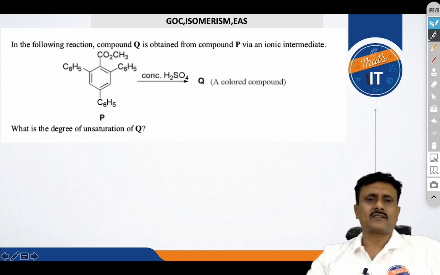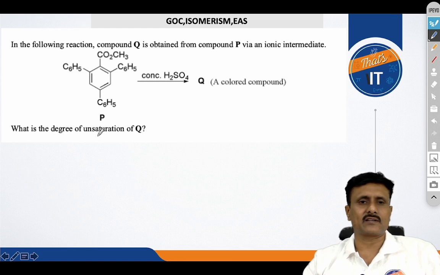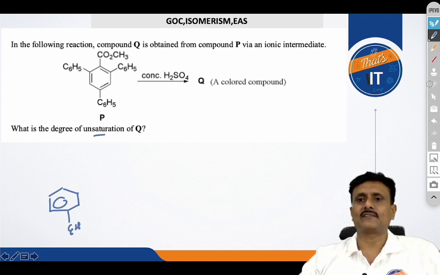This question is a beauty. I mean, this question is all about what? Degree of unsaturation, right? So now let's write this compound. C6H5, that is benzene, alright.